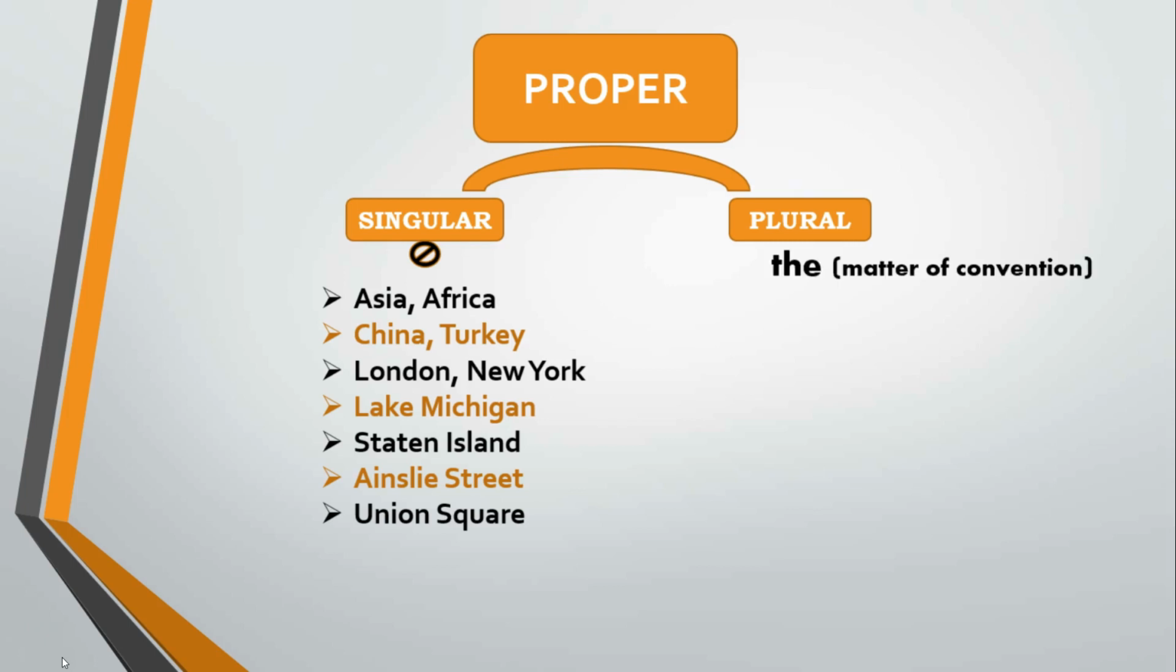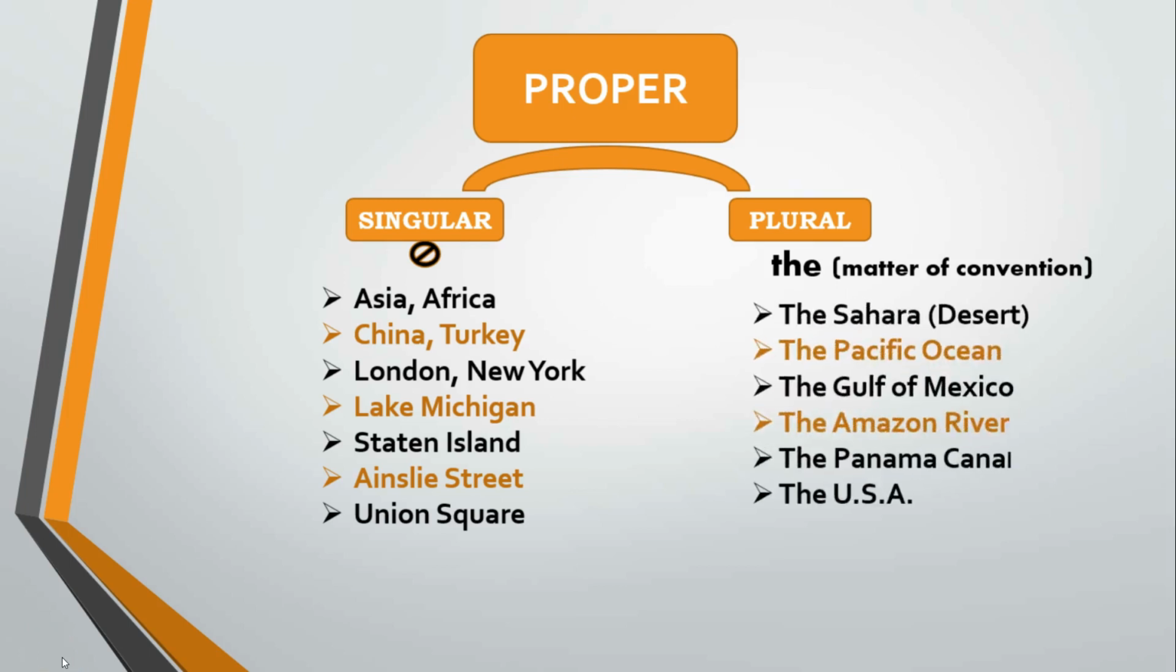Plural proper nouns, on the other hand, carry the definite article the as a matter of convention. Okay, so let's look at our examples here. The Sahara Desert. Okay, there are so many deserts, but there's only one Sahara, right? There are 4 oceans, right? But there's only one, the Pacific Ocean. So because it's only one specific out of the group, we give the definite article the.